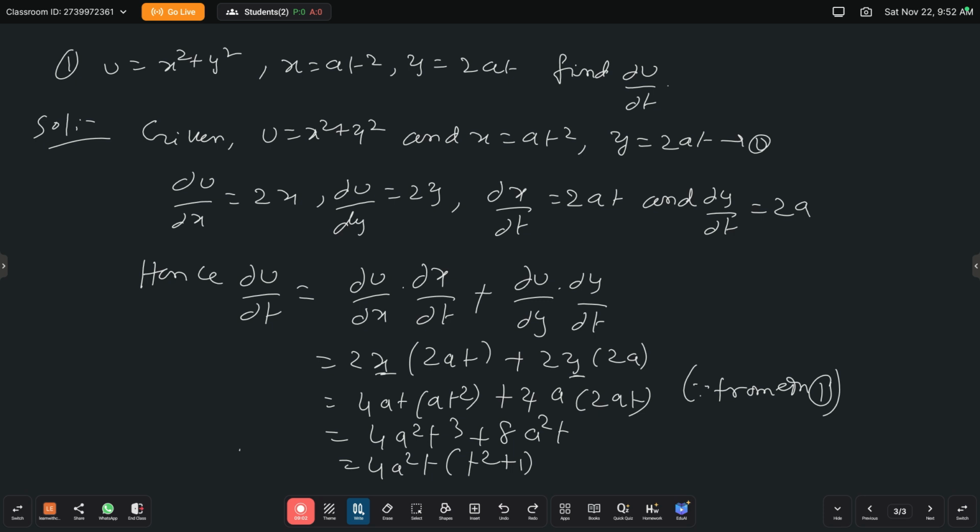So this is by using the total differential coefficient. Now we get the result as a single variable, that is t. So you can find dou u by dou t. This is the one problem.